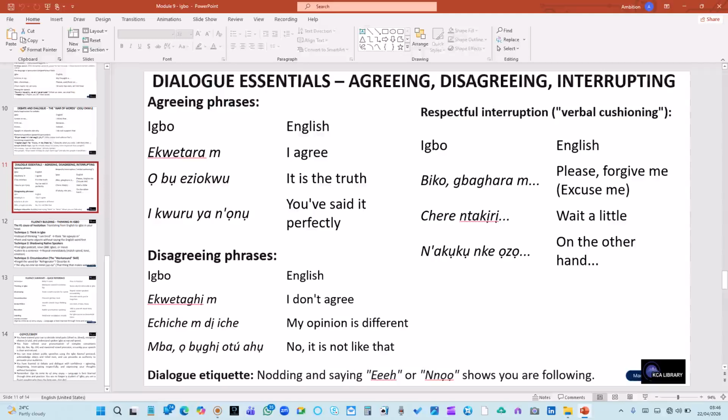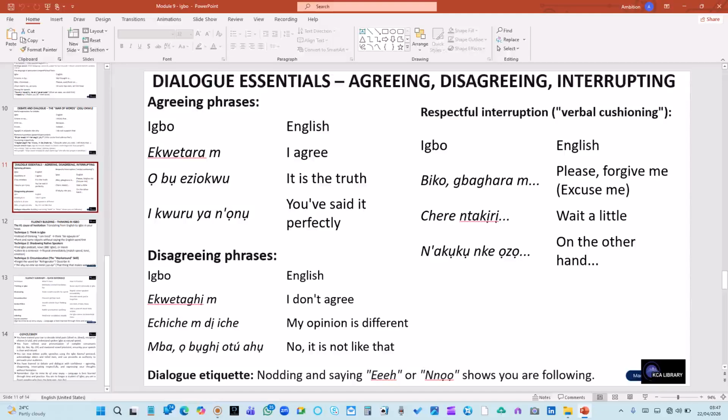Now let us look at respectful interruption. When you want to interrupt someone in a respectful manner, then the verbal cautioning. The Igbo people will say biko baharam, which means please forgive me or excuse me. And the Igbo people will also say chere ntakịrị, which means wait a little bit. They will also say n'akụkọ nke ọzọ, which means on the other hand.